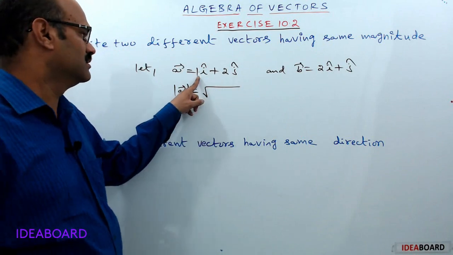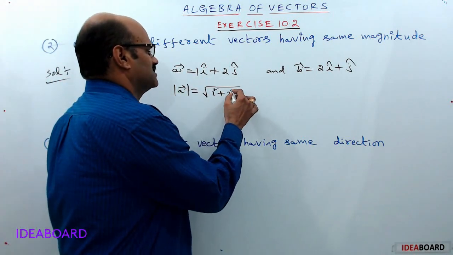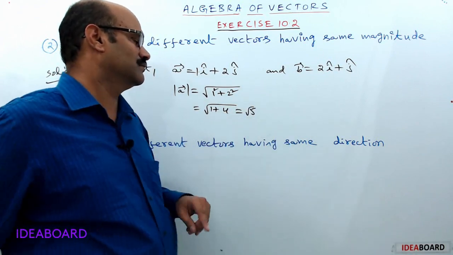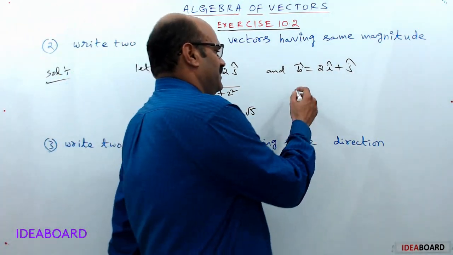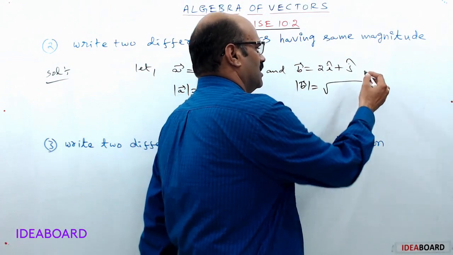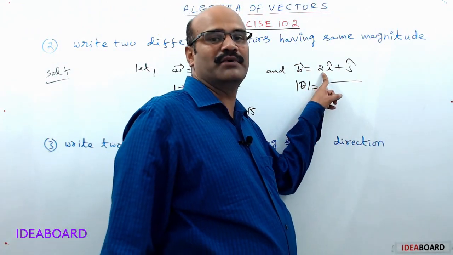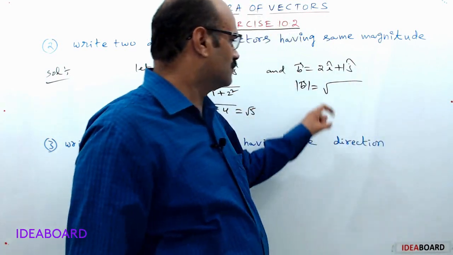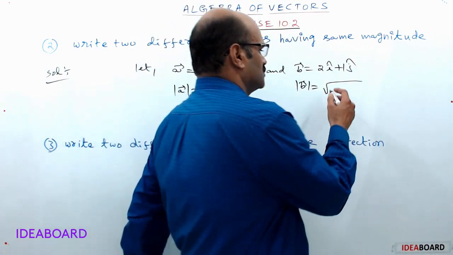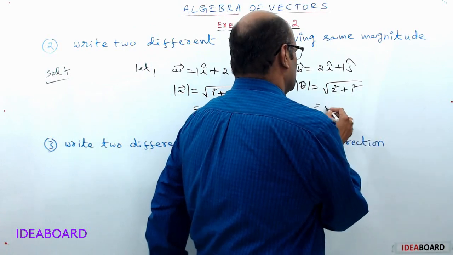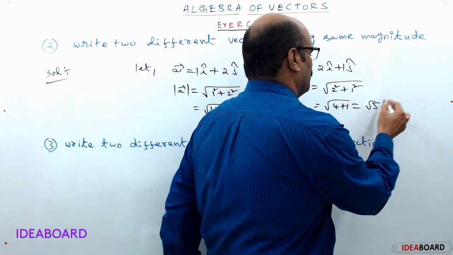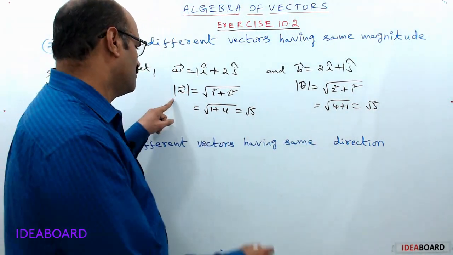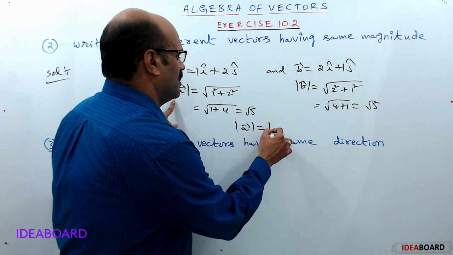So here we have to take square root of 1 square plus 2 square equal to 1 plus 4, equal to root 5. Now magnitude of B vector equal to square root of, here the scalar components are 2 and 1. So we have to take square root of 2 square plus 1 square. So 4 plus 1 equal to root 5. Here these two are having same magnitude. Mod A vector equal to mod B vector.